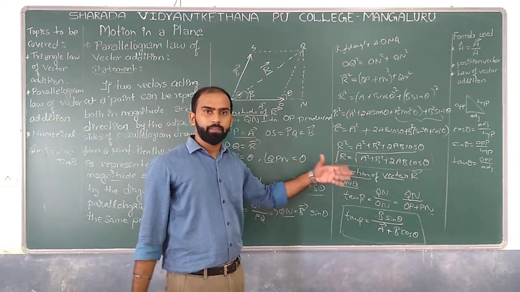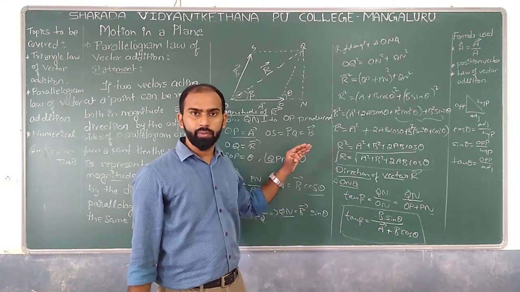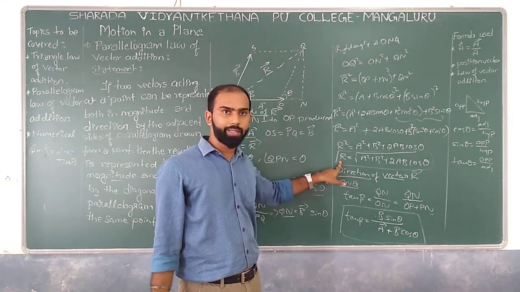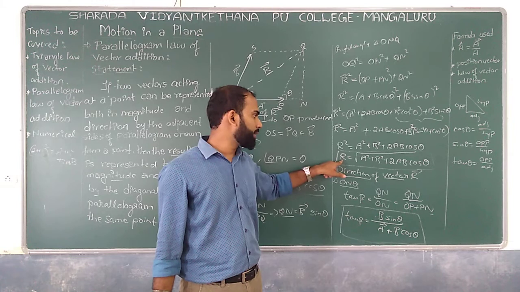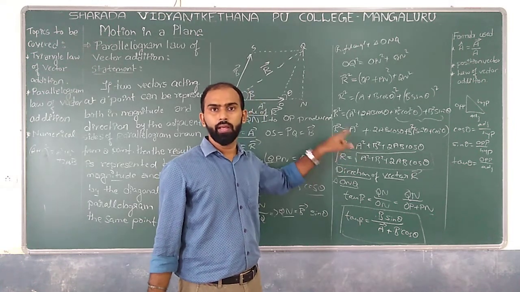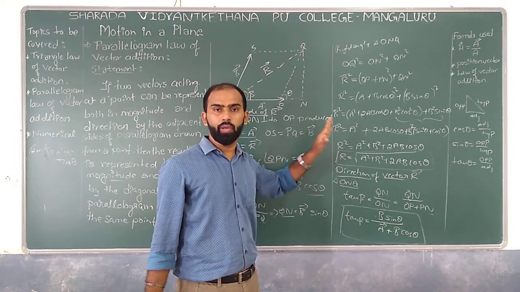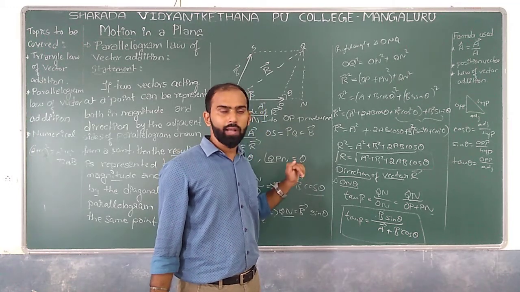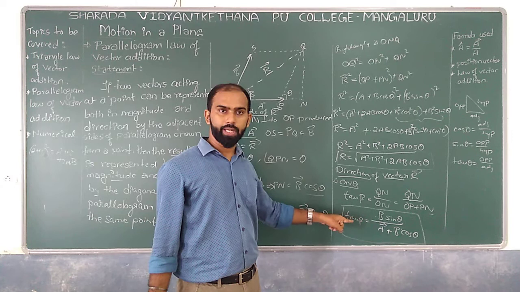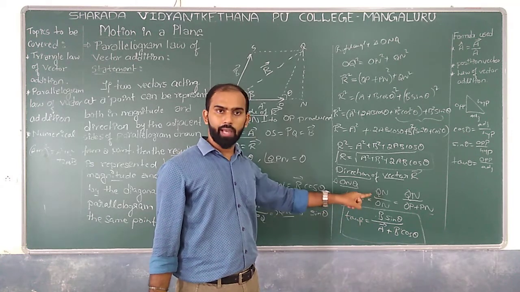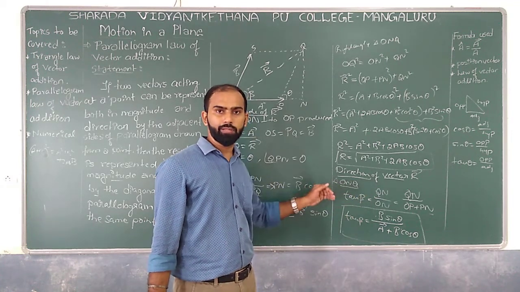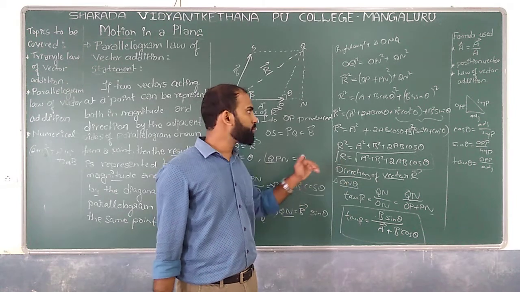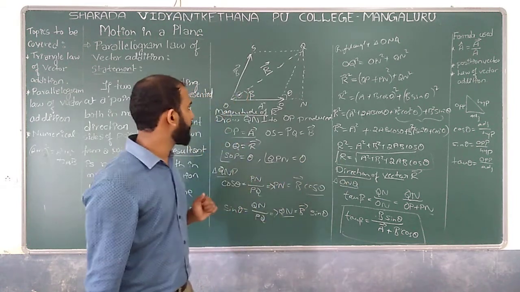So how many equations did we get in today's class? One is the magnitude of r vector, r is equal to square root of a square plus b square plus 2ab cos theta, and the direction of vector r, that is tan beta, which is equal to b sin theta divided by a plus b cos theta. This is what exactly we are supposed to find.